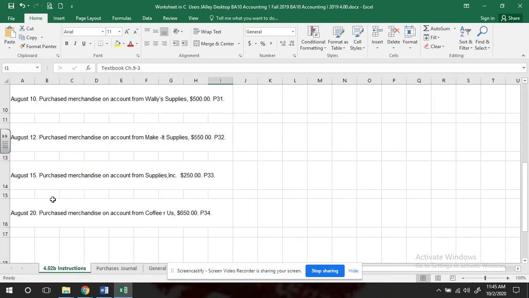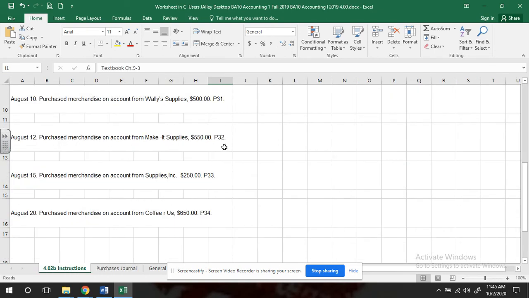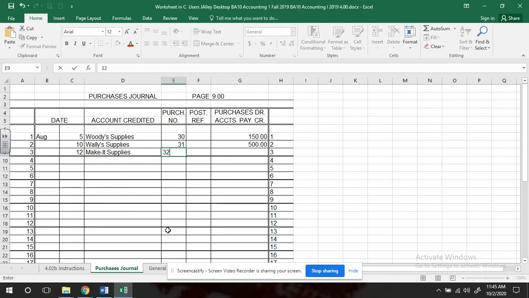Now let's go back over and look what we have next. Next, we have August 12th, purchase merchandise on account from Make It Supplies. On the 12th, Make It Supplies. Now maybe this is purchase order number or invoice number 32, and this is $550. Purchase invoice 32 and $550.